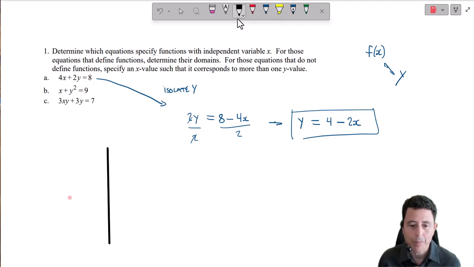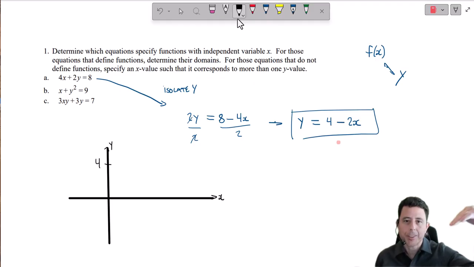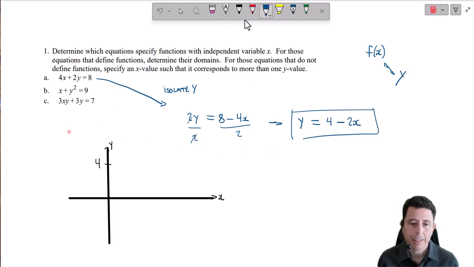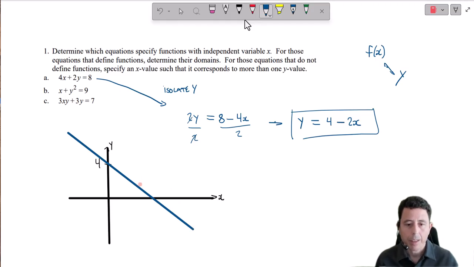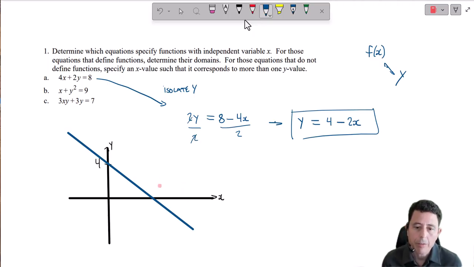So we can draw, and so the y-intercept is 4, and the slope is negative 2, so this is a line that goes down. So it goes down like that, okay? And it's a straight line. So this is a function because if you notice, for any value of x, right? So for here you pick a value of x, and there is only one value of y here. There are not two.